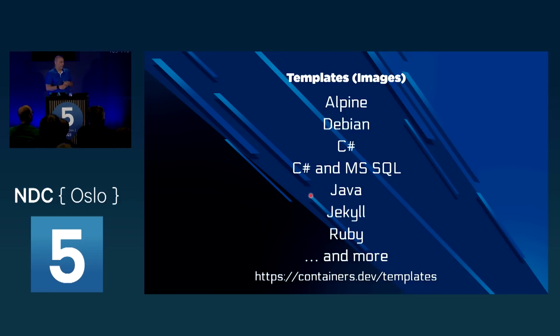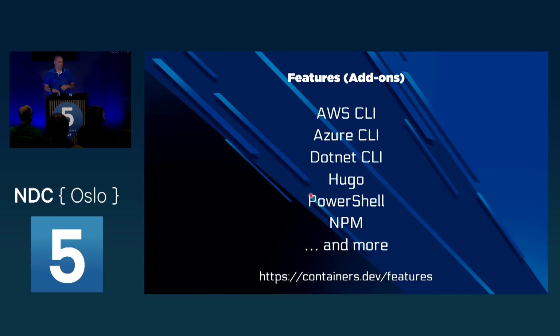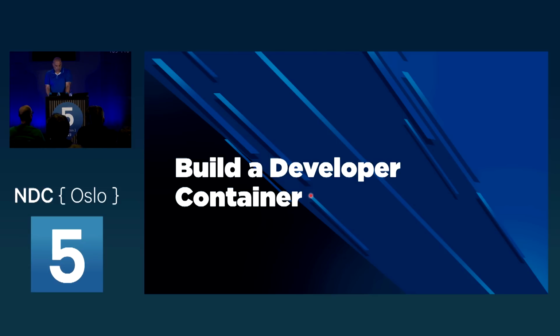So templates, there are about 100 some odd templates, and new ones are being added every other day. Things like Alpine images, Debian images, C#, F#, C# with MS SQL, etc. And I'll show you a link. The link at the bottom, Dev Containers Features, has a long list of them. And then features, I want to say there's like 1,000 some odd features. Things like the AWS command line, the Azure command line, .NET command line, Git, Hugo, PowerShell, SC or ZSH, you name it, there's probably a feature for it. So let's go and take a look at those features.